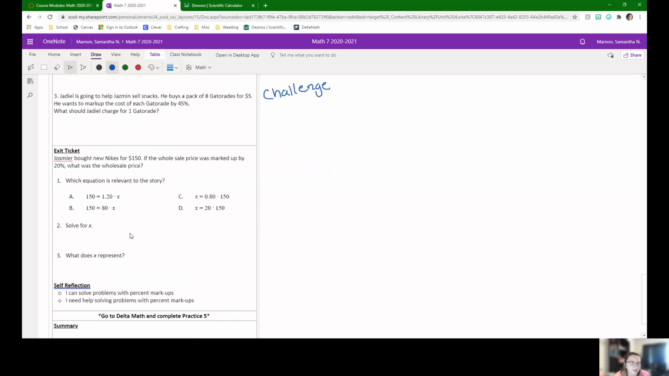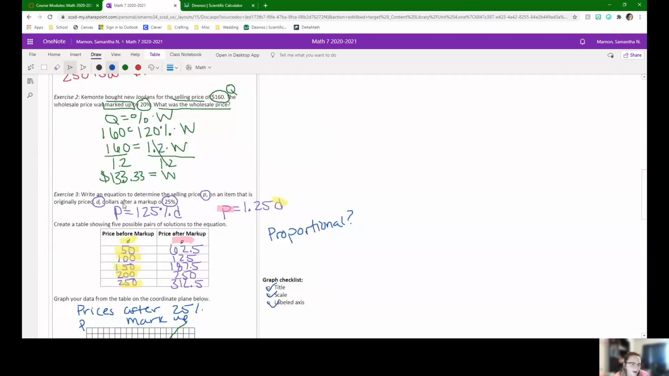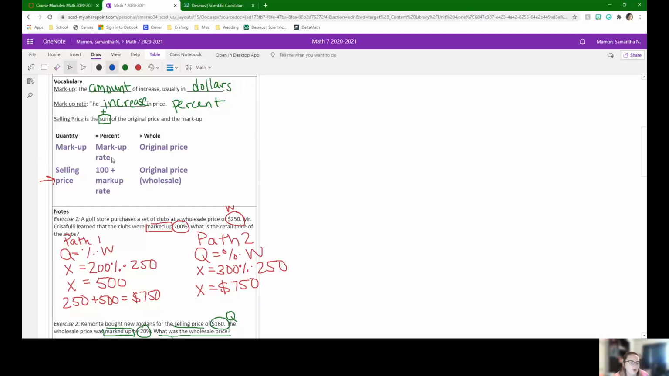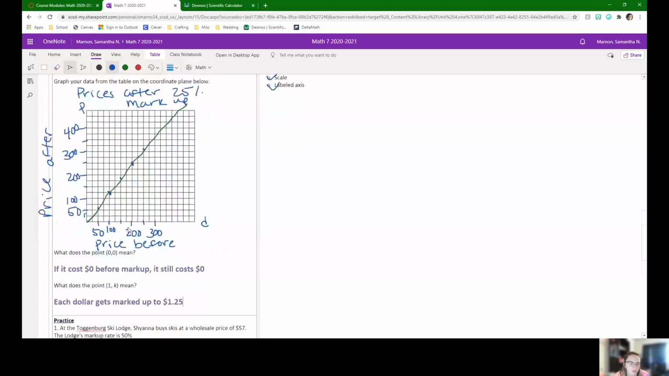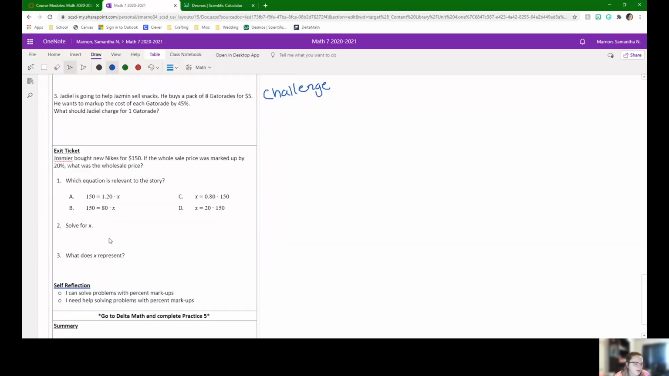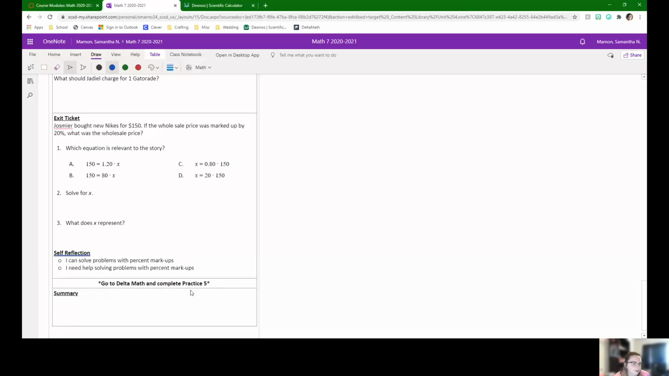Then you have your exit ticket. So you're going to have to figure out which of these equations you want to use for this story. If you need to, look back at this table that we filled out for quantity equals percent times whole to see which of those numbers fit where. Solve for X, and then what does it represent? When you're all done with your practice and your exit ticket, make sure you're going to Delta Math and complete practice 5.